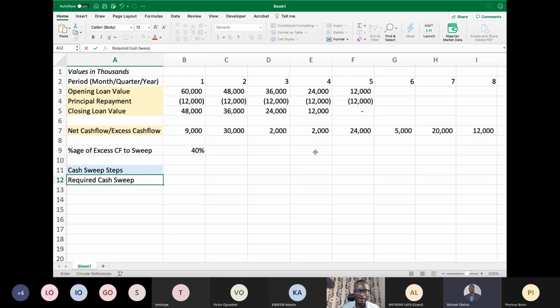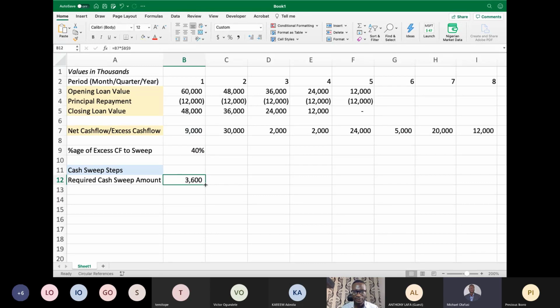So what is the required cash sweep amount? Based on this 40% of this, that means we are saying whatever excess cash we have, 40% of it, we want to use it to pay down our debt faster, right? So this is it. Think about it, this times this, right?